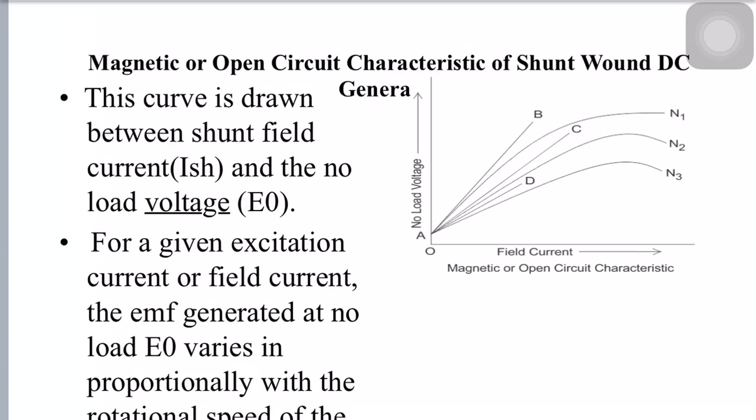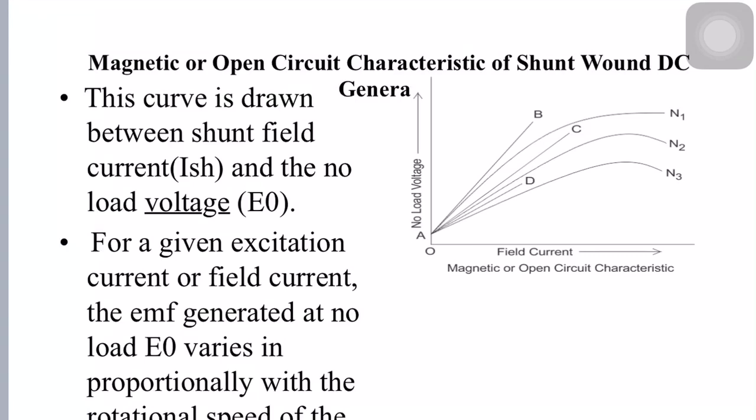For a given excitation current, or field current, the EMF generated at no load, E0, varies in proportion with the rotational speed of the armature. And in this figure, the magnetic characteristic curves for various speeds are drawn. We can observe here.